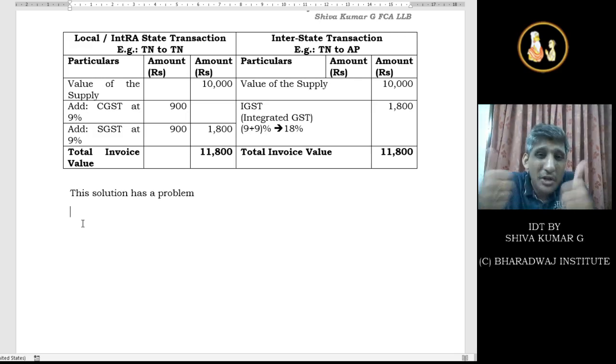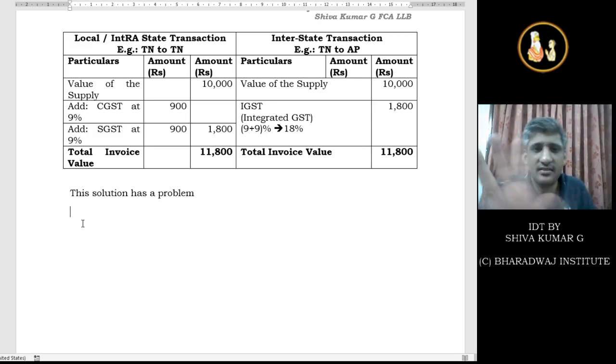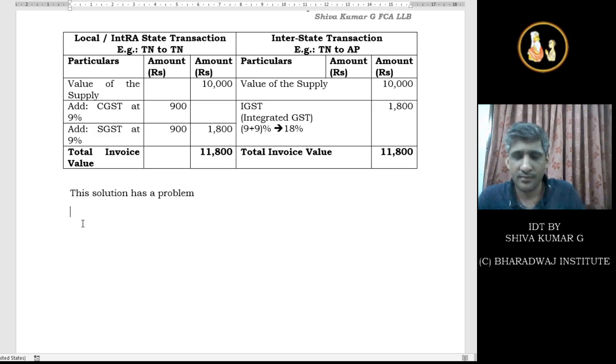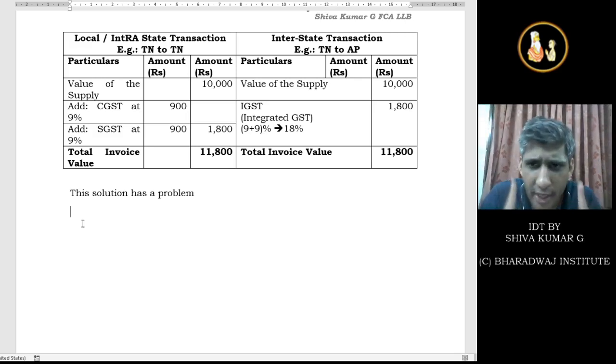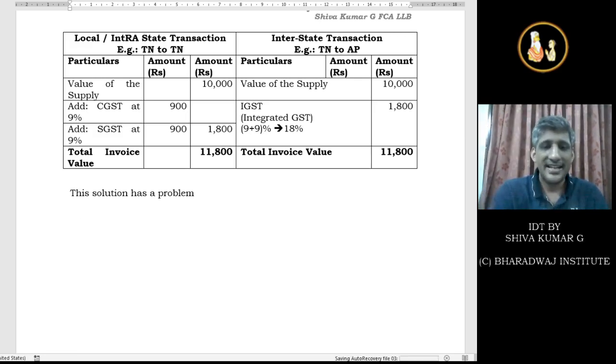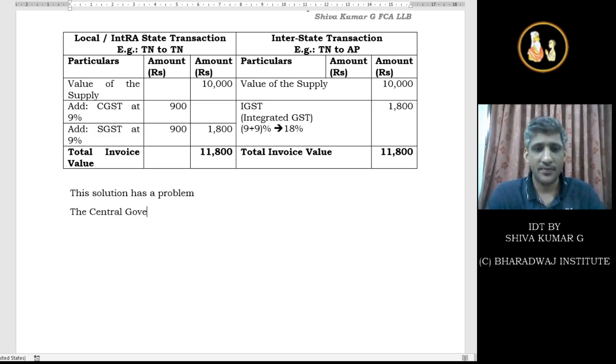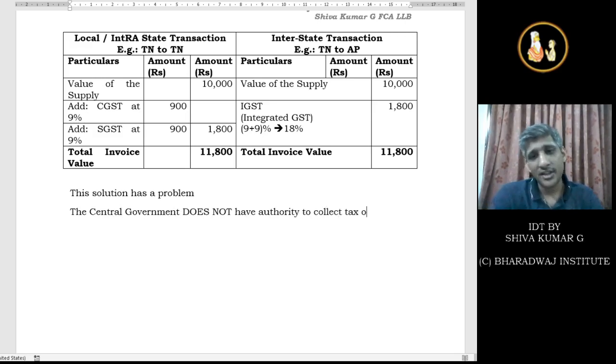Why? Authority to collect 50% of the GST, 900 rupees, is with the central government. But the balance 50% authority is not with you, the central government. Mr. Modi, you don't have authority to collect 18% tax from me. So what is the problem here? The central government does not have authority to collect the tax of another state government.